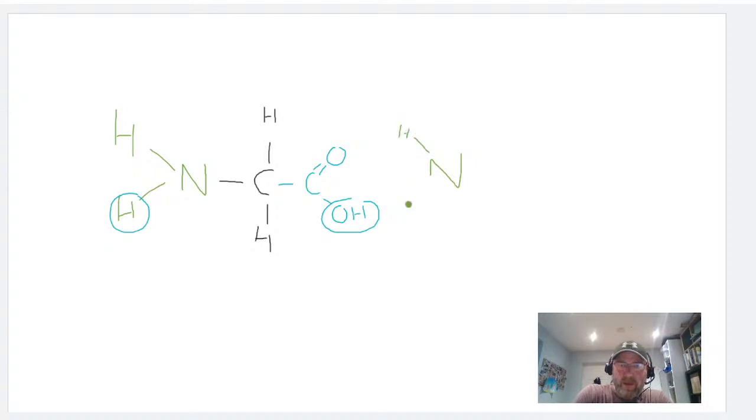Well, simply this and this are going to get together, break off, and then you're just going to draw a line joining the other bit up, okay? So this is 2 amino acids forming a dipeptide.